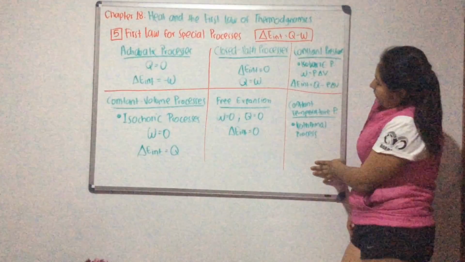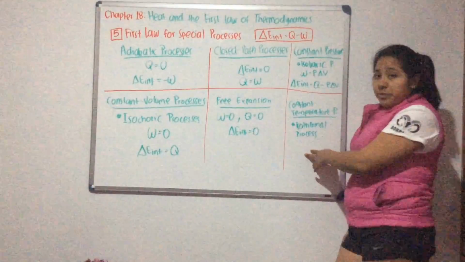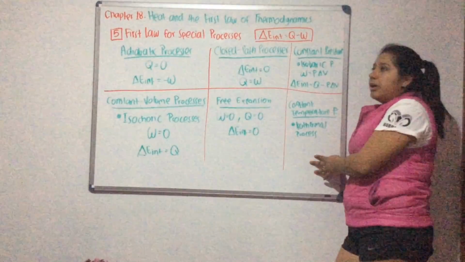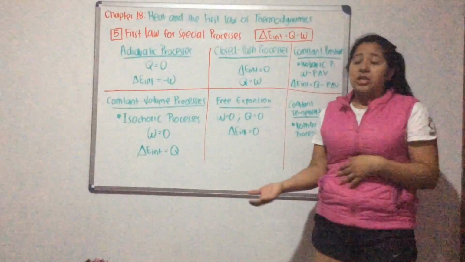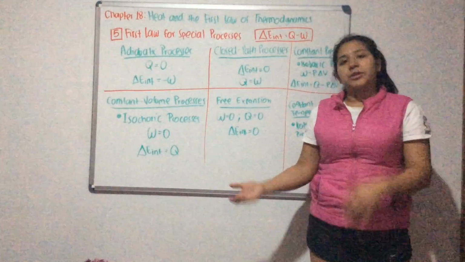So finally, constant temperature processes are also called isothermal processes. And here, heat can be exchanged in order to maintain a constant temperature.